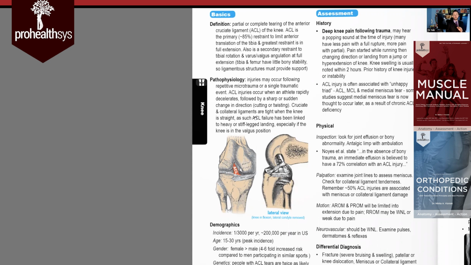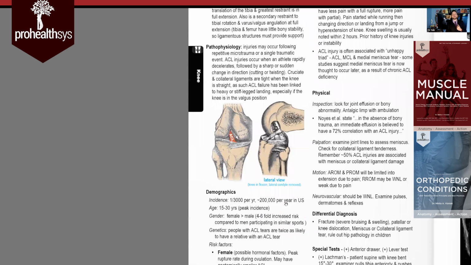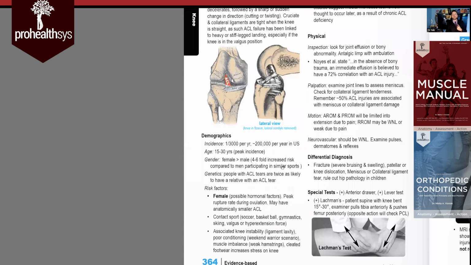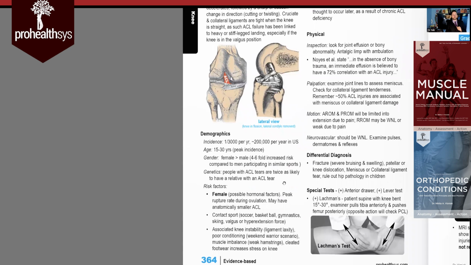and fairly obvious to get. I love knee injuries. They're easy to figure out. They're easy to go ahead and rehab. Imaging is great. You have lots of options available, and you can help a lot of people with those different options. So ACL failure has been linked to heavy, stiff leg landing, especially if the knee is in a valgus position. I would suggest to you, if you are also of female descent, female persuasion, you may also see an increased risk of rupture as well.